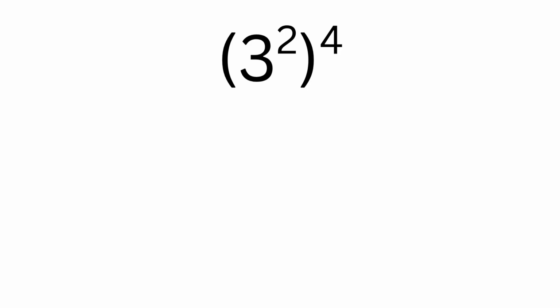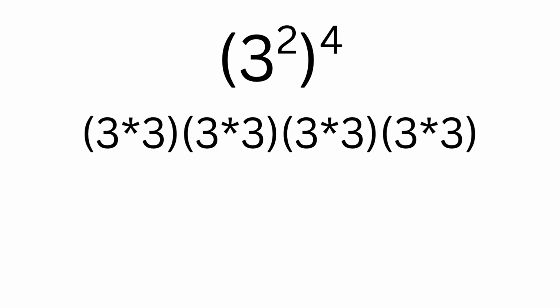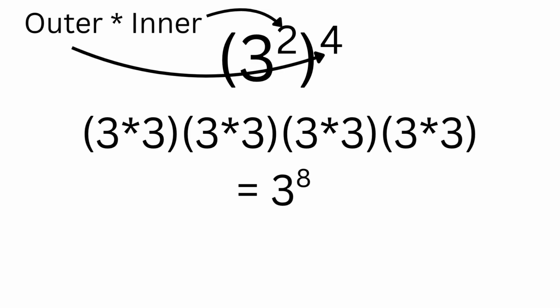Thus, 3 squared to the power of 4 is as if you're multiplying 3 squared 4 times, which becomes 3 times 3 times 3 times 3 times 3 times 3 times 3 times 3, which is the same as 3 to the power of 8. Thus, whenever you raise an exponent to the power of another exponent, you can multiply the outer exponent, which was in this case 4, by the inner exponent, which in this case was 2.